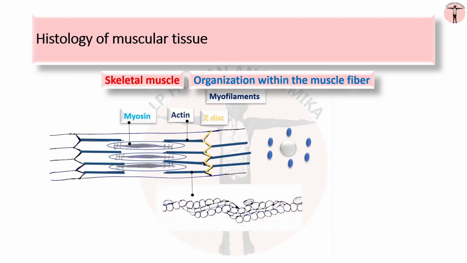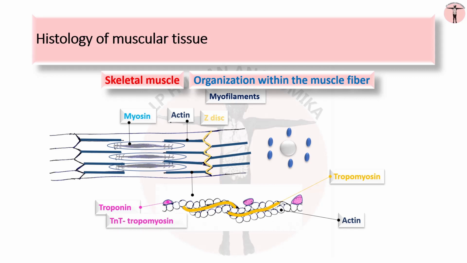Thin filaments, apart from actin, are also tightly associated with 2 regulatory proteins: tropomyosin, located in the groove between the 2 twisted actin strands; and troponin, which is a complex of 3 subunits: troponin T, which attaches to tropomyosin; troponin C, which binds calcium; and troponin I, which regulates the actin-myosin interaction.